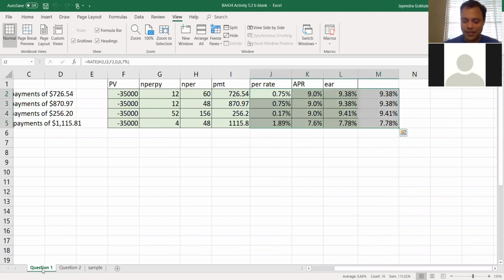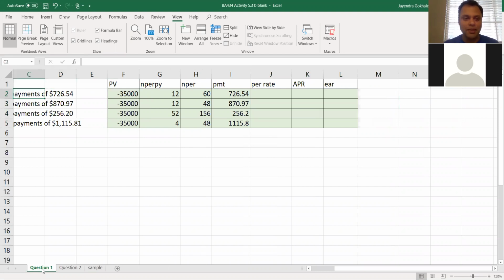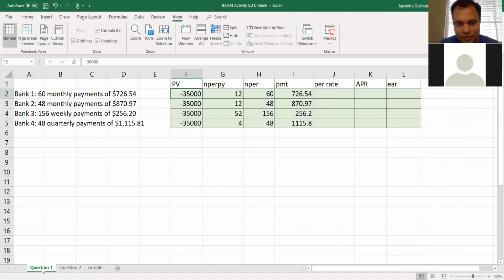So this part of it is basically filling up the blanks. So we know we took a $35,000 loan. So I'm just filling up the present values as 35, 35, 35, 35. Then the number of payment periods per year are monthly, so 12, weekly, so 52, and quarterly, so 4.